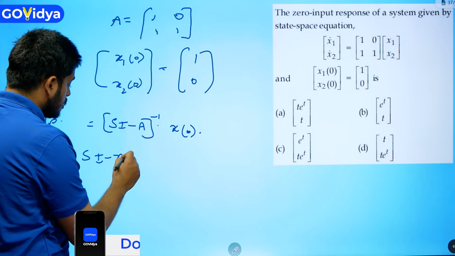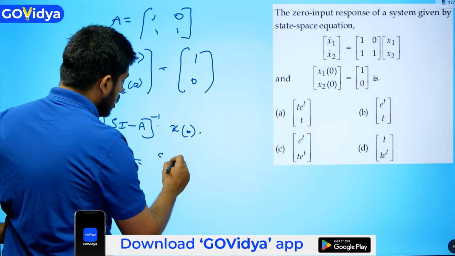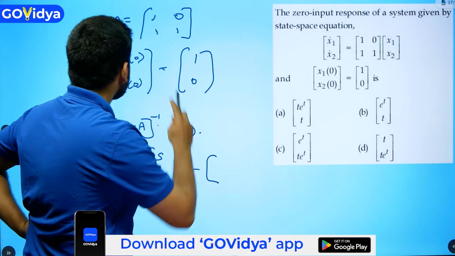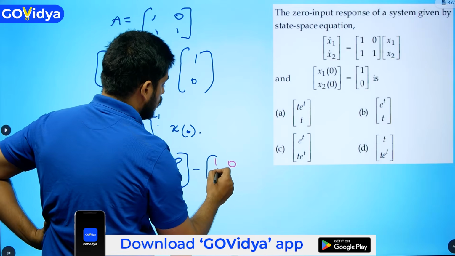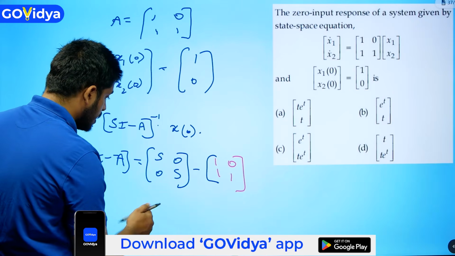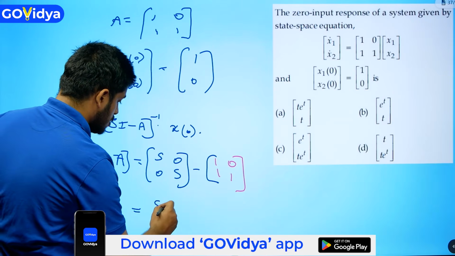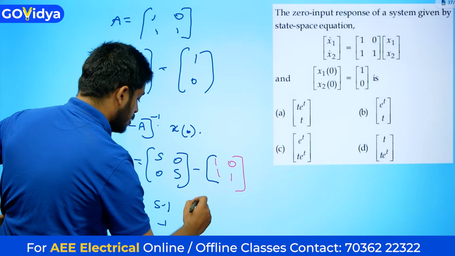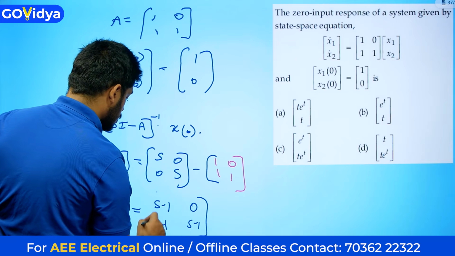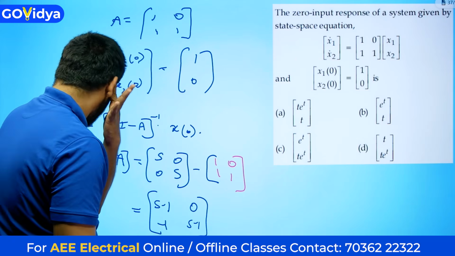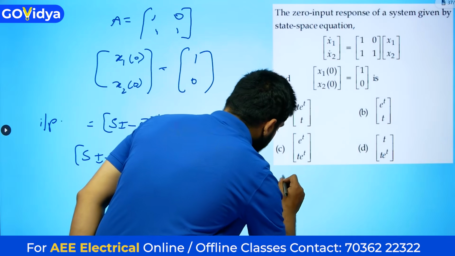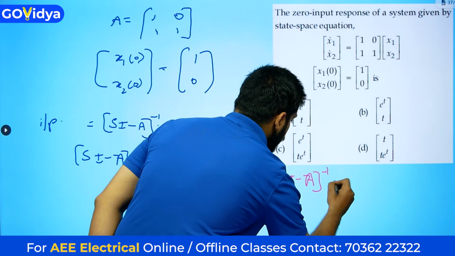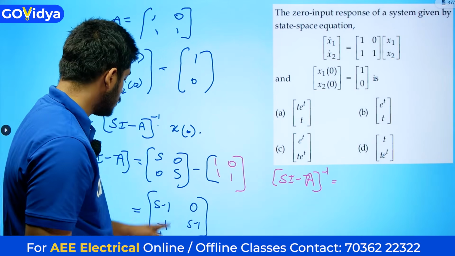sI minus A is equal to s 0 0 s, this is sI, and next A, what is my A? 1 0 1 1. So from this I'll get s minus 1, 0, minus 1, s minus 1. Okay, this is sI minus A. Now let us find (sI minus A) whole inverse, which would be the inverse of this. So what would be the inverse of this?